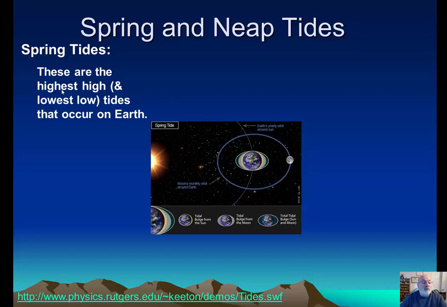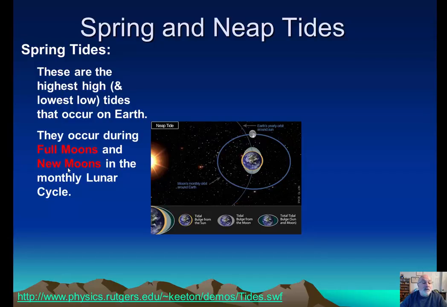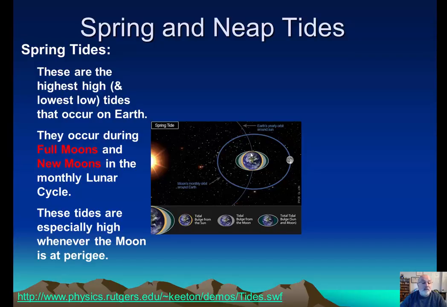So spring tides are when we get the highest high and the lowest low tides, and this occurs during the full moon and the new moon. So it occurs when the moon and the sun, yellow and the light green, make this dark green total. And if you take a look at it, we have the highest high tides and the lowest low tides at this location.